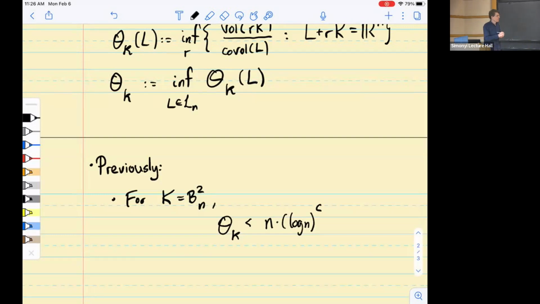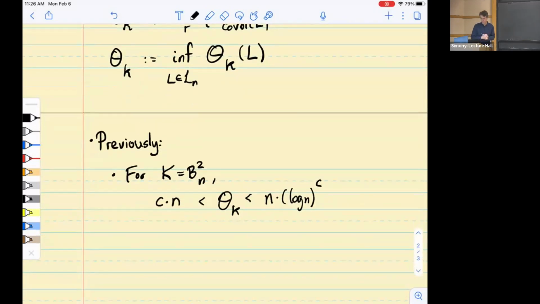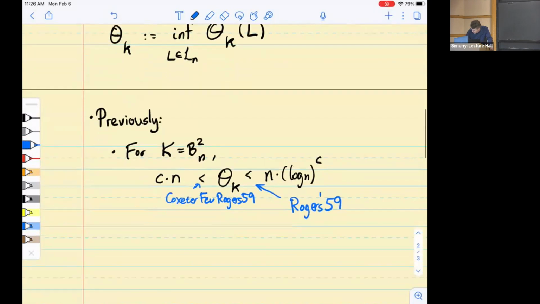So this is very tight, especially if you contrast this with what's known about packing. It's a remarkably tight bound. Also there's a lower bound of C times n, so it's in the right ballpark. The lower bound is Coxeter, Few, and Rogers in '59, and this upper bound is Rogers in '59.